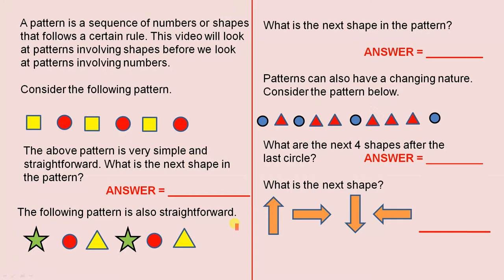The following pattern is also straightforward. Star, circle, triangle, star, circle, triangle. What is the next shape in the pattern? I'll have the answer here. You just draw it on a sheet of paper.